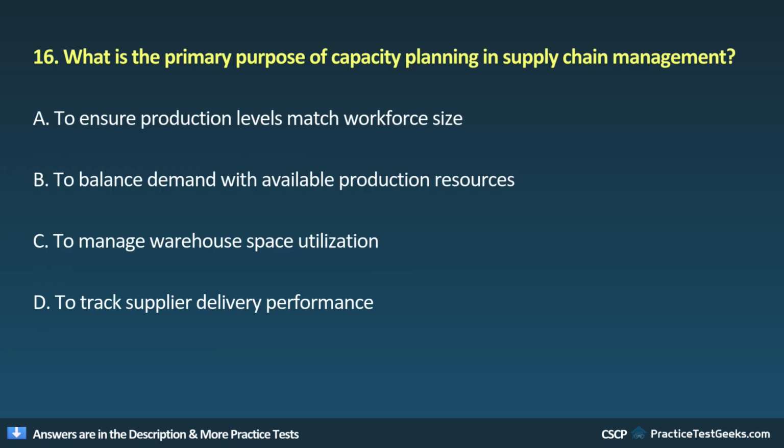16. What is the primary purpose of capacity planning in supply chain management? A. To ensure production levels match workforce size. B. To balance demand with available production resources. C. To manage warehouse space utilization. D. To track supplier delivery performance.